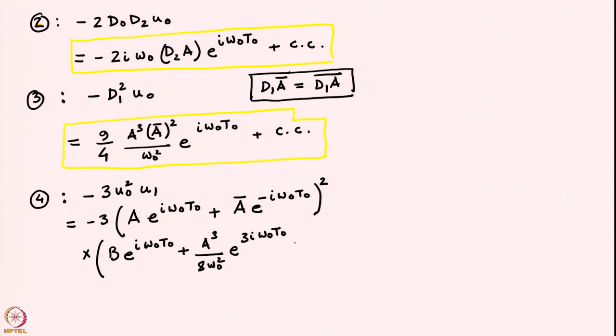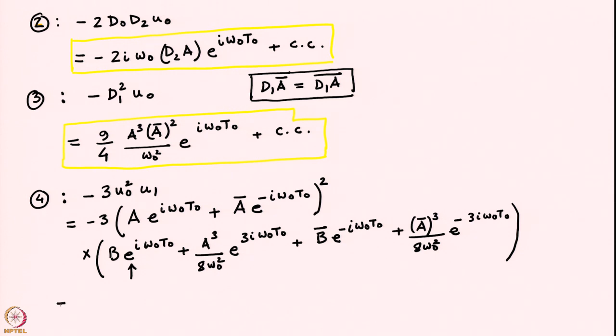And here also, like the previous term, I am going to write down its complex conjugate, because that will help us do the multiplication and keep only the ones that we want to keep, and the rest will go under complex conjugation. So I will put b bar, so that is the complex conjugate of this term, e to the power minus i omega naught t naught plus a bar cubed e to the power minus thrice i omega naught t naught. Okay. And now let us see what we obtain from here.